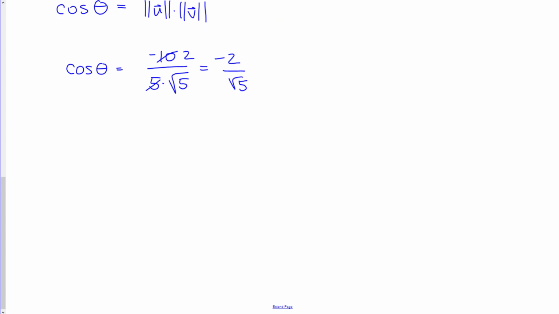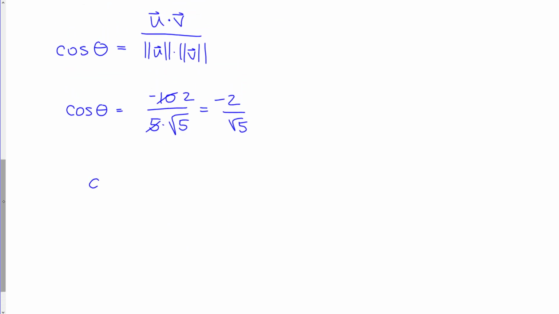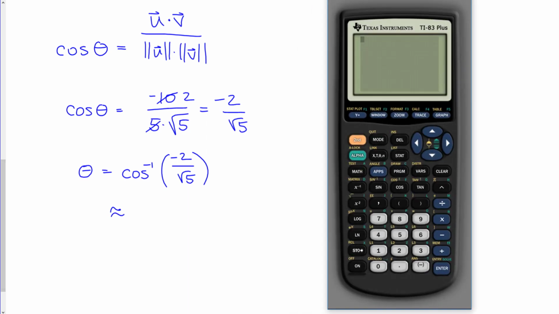So what that means is that theta, I should write it in this way, so theta is going to be the arc cosine of negative 2 over root 5, which is going to be approximated by the calculator. So arc cosine of negative 2 over root 5, about 153.4 degrees. Yeah. Looks like a 6. 153.4 degrees. And that's the angle between those vectors.